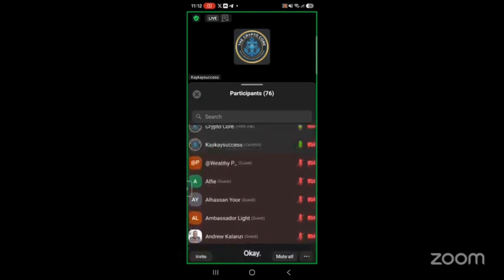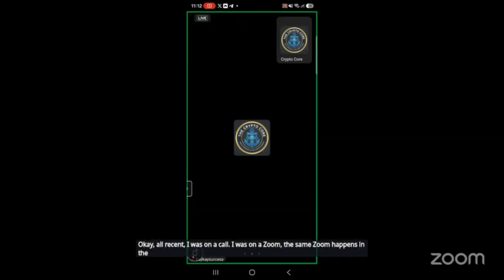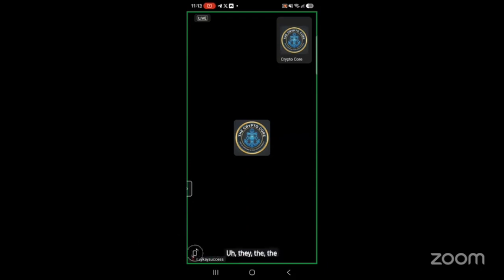Okay. Of recent, I was on a Zoom. The same Zoom happens in the Caribbean. That is where we have Jamaica, Trinidad and Tobago. They hold the same Zoom at 9 p.m. their time. In East Africa, that is around 4 a.m. in the morning. So they hold the same Zoom at 9 p.m. in the Trinidad and Tobago, Caribbean region.